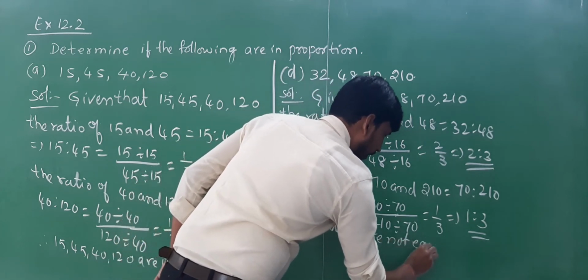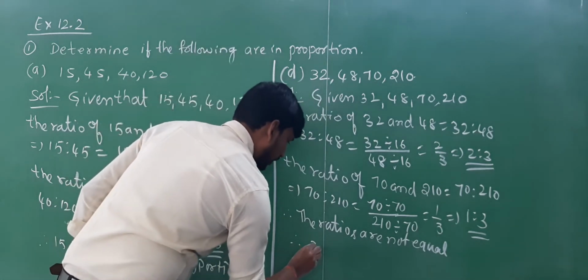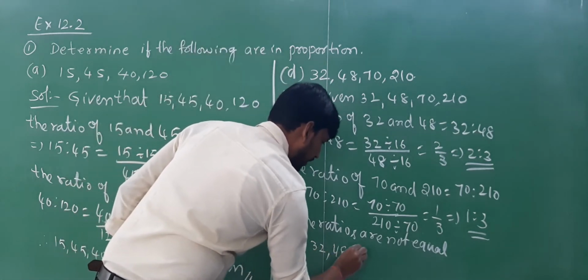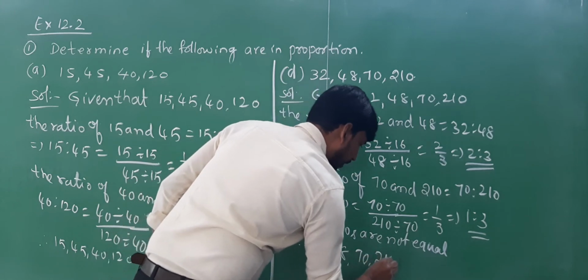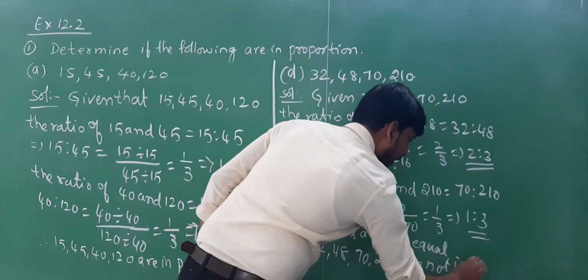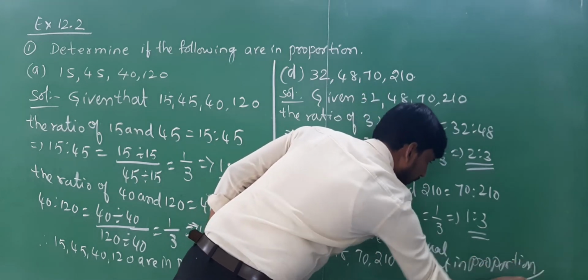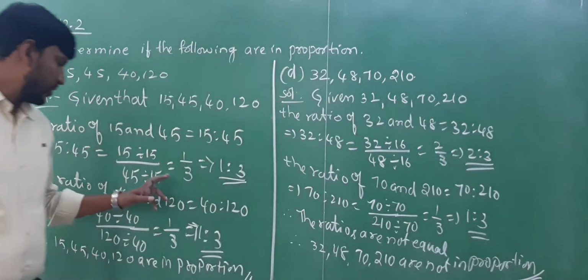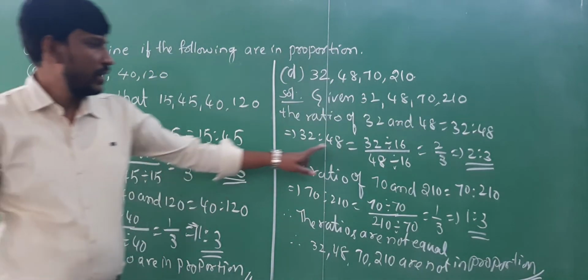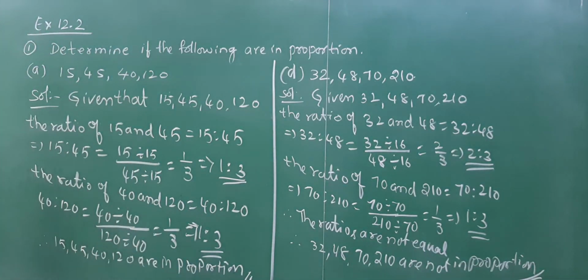are not equal. Therefore 32, 48, 70 and 210 are not in proportion. Is this clear? Ratios are equal, they are in proportion. Ratios are not equal, they are not in proportion. Copy this.